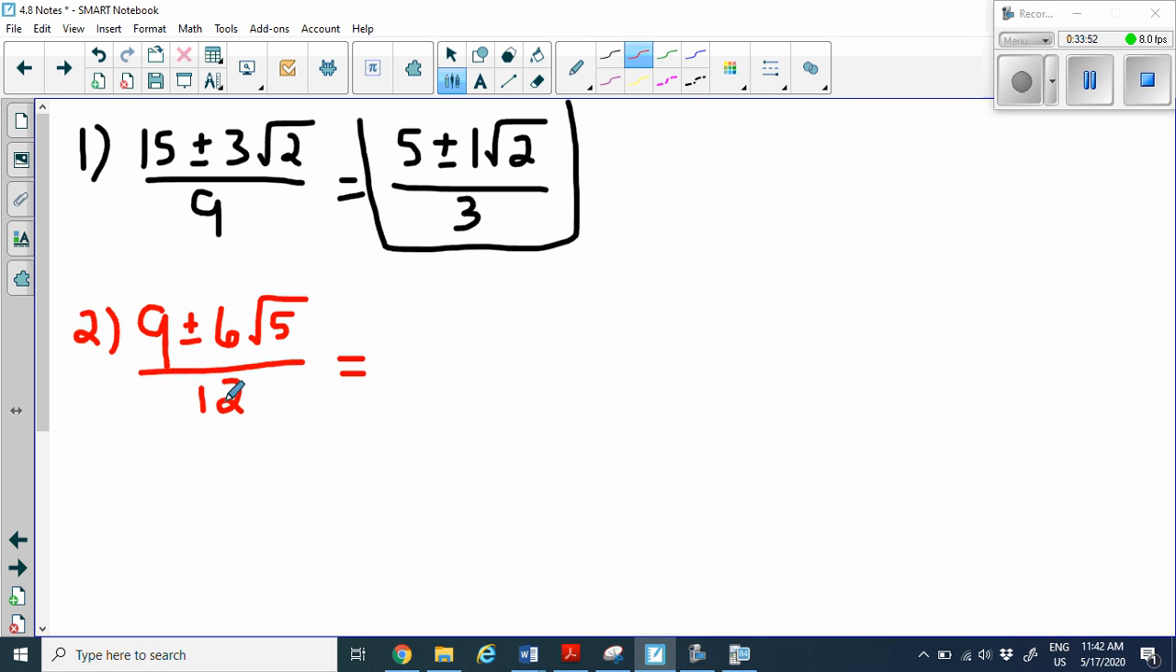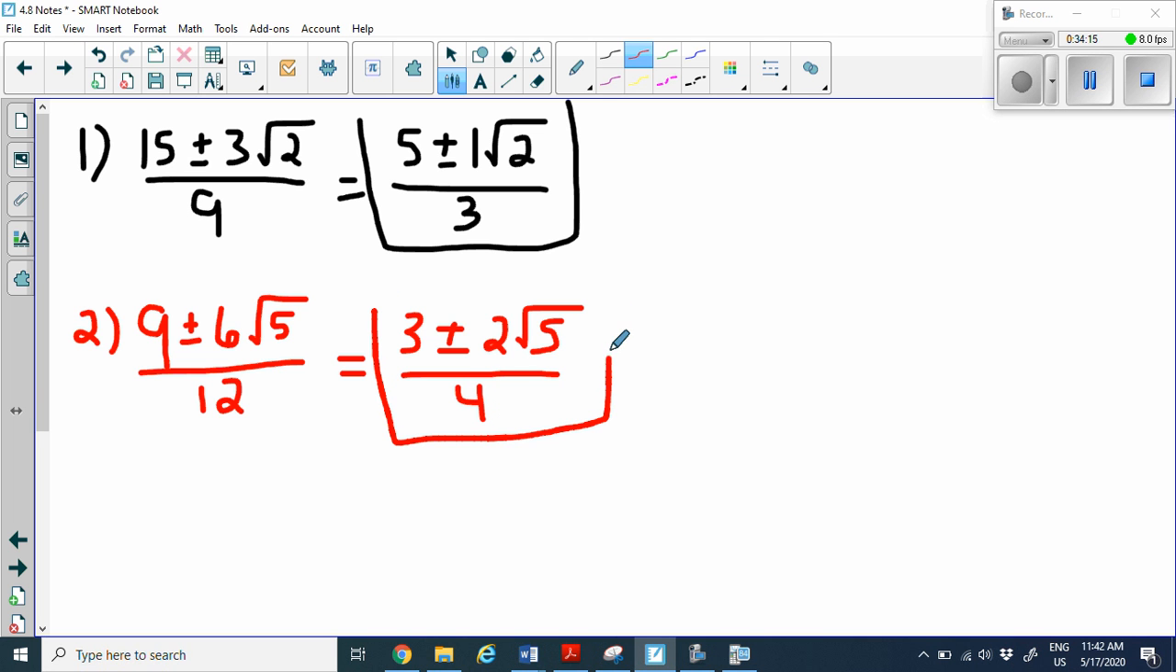So let's divide all the numbers that are outside of the radical by that. So 9 divided by 3, well, we know gives us 3. We got plus minus. 6 divided by 3 gives us 2. And then square root of 5, so don't forget that. And then 12 divided by 3 will give us 4. And then this would be your final answer, simplified answer.